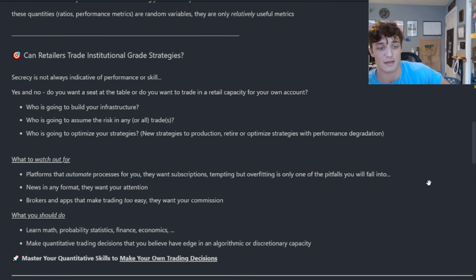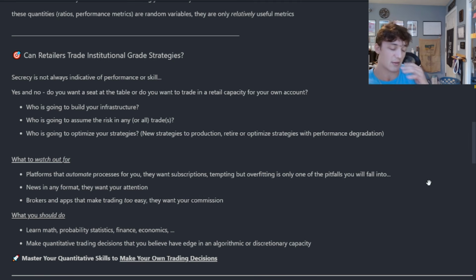So in a retail trading capacity, I want to emphasize what to watch out for, because information in this space is weaponized. Look at platforms that automate processes for you. They automate the backtesting process. You probably have to subscribe to be able to access better tick data, or more pro backtests or optimization schemes. Why the heck are you optimizing your backtests in that capacity? You're overfitting noise. Be careful of platforms that automate processes for you. They just want your subscriptions. News in any format, they just want your attention.